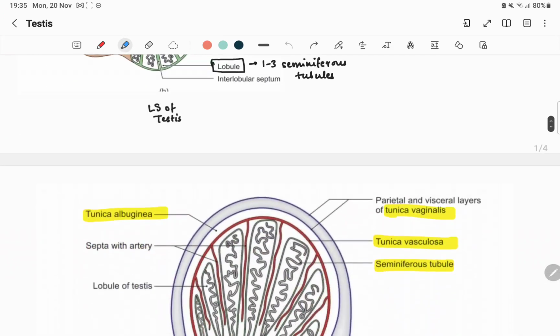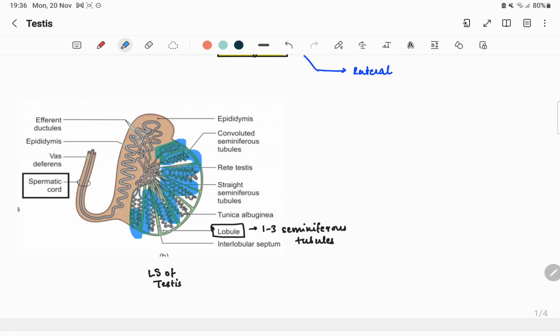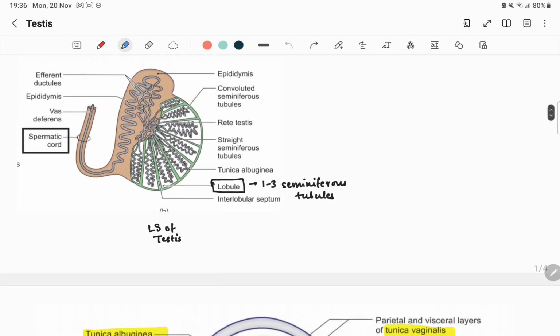This is about the testis. And we have the inner structure of the testis. Testis is divided into lobules, and in each lobule you have 1 to 3 seminiferous tubules.